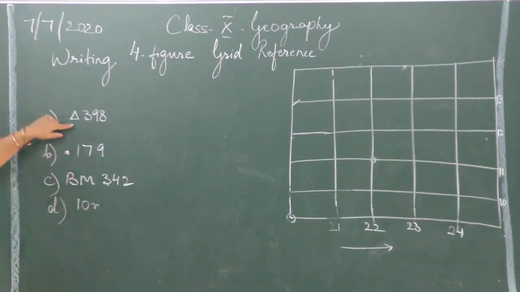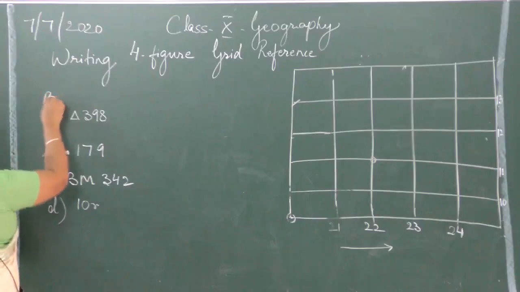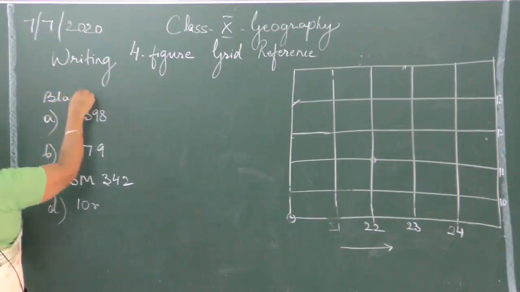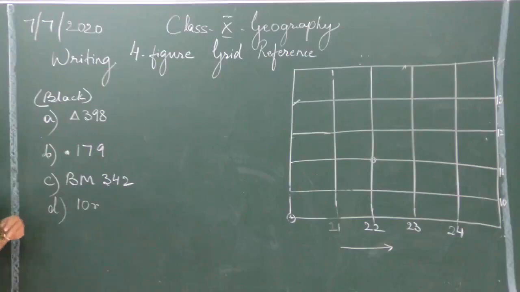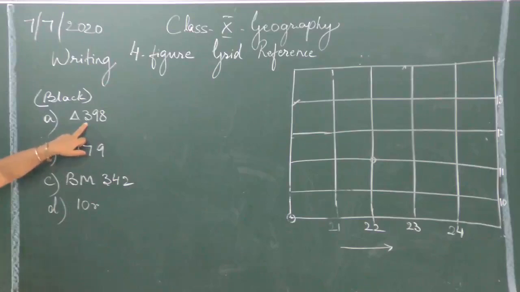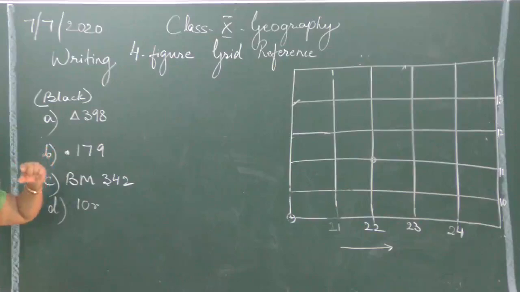Heights in the survey maps are shown in these four methods. Clear? This is a small triangle, the first one. A small triangle, all these are in black. I am writing the color scheme also. A small triangle followed by the number written. At random I have written the number, you can write any number. 398 I have written. The numbers are also written in black.